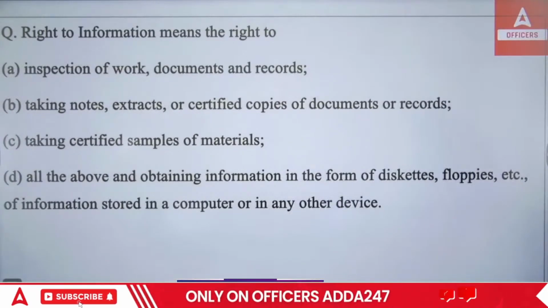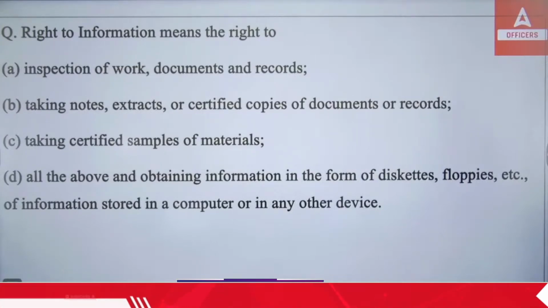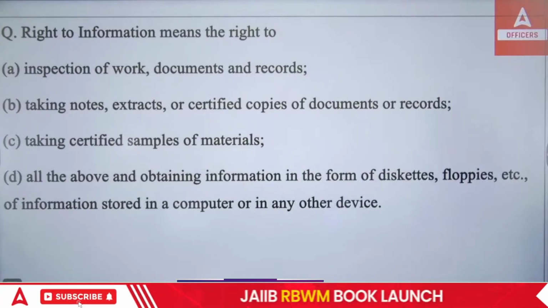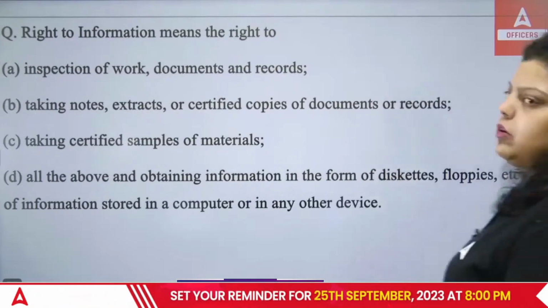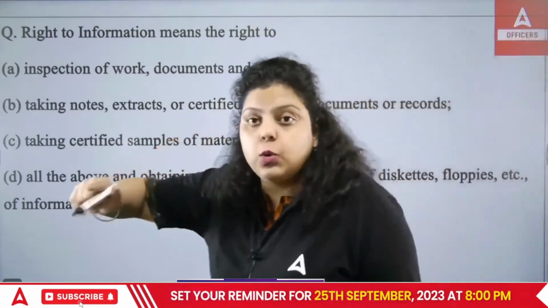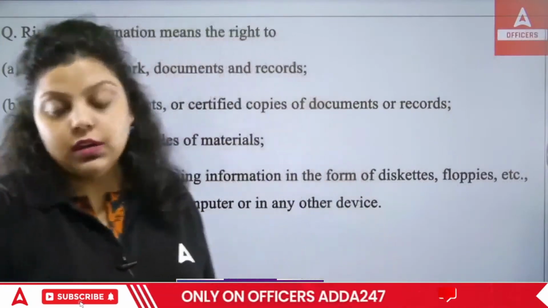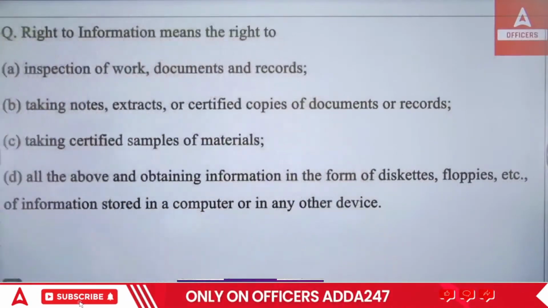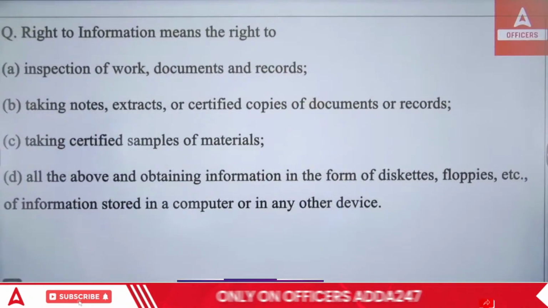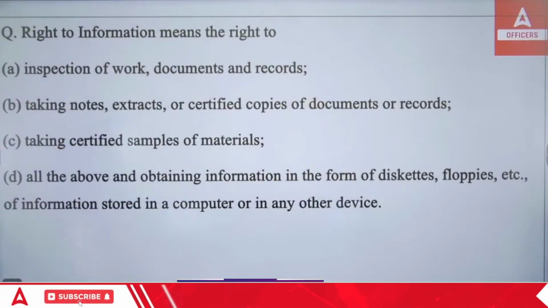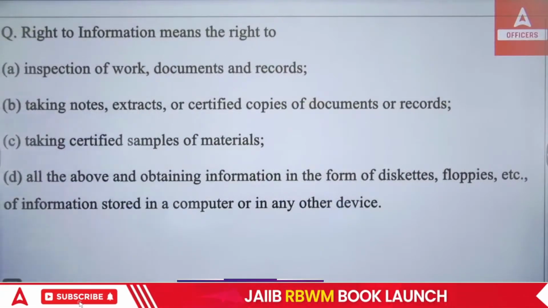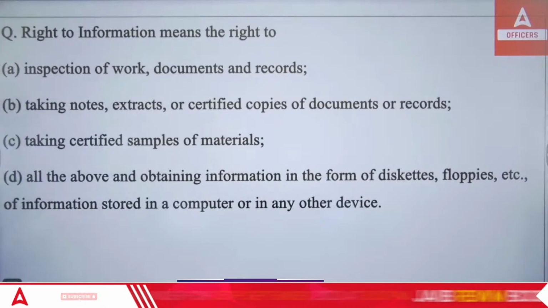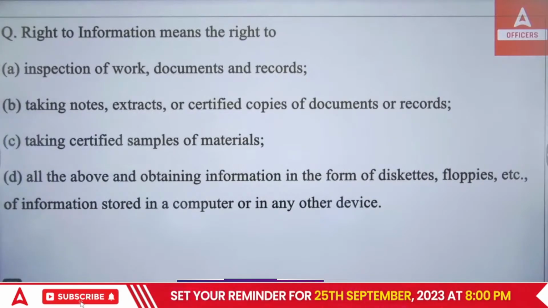What kind of information do we have a right to? Right means you can ask about it. Whenever you want, you can ask a query about it. You can ask a question about it. So what kind of information does your right to information cover?